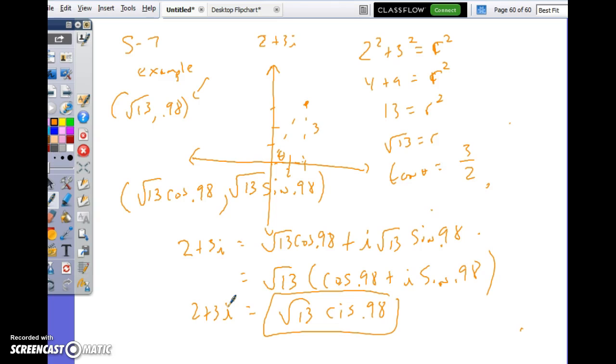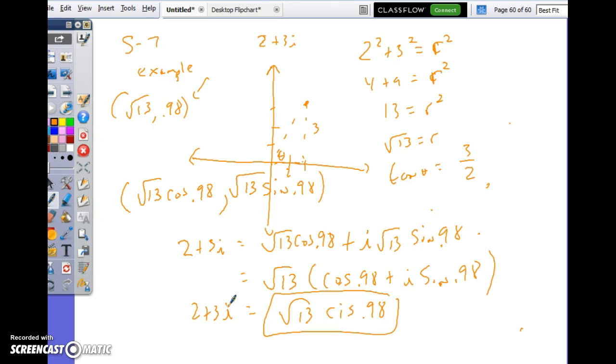Now, here's what I want you to do. I want you to take it on faith that for the rest of this worksheet, what you're going to do is just convert to cis form. You're going to take regular rectangular form, and I want you to change it to cis form for me. And I will tell you later why this is a cool thing. But for right now, just take it on faith a little bit.